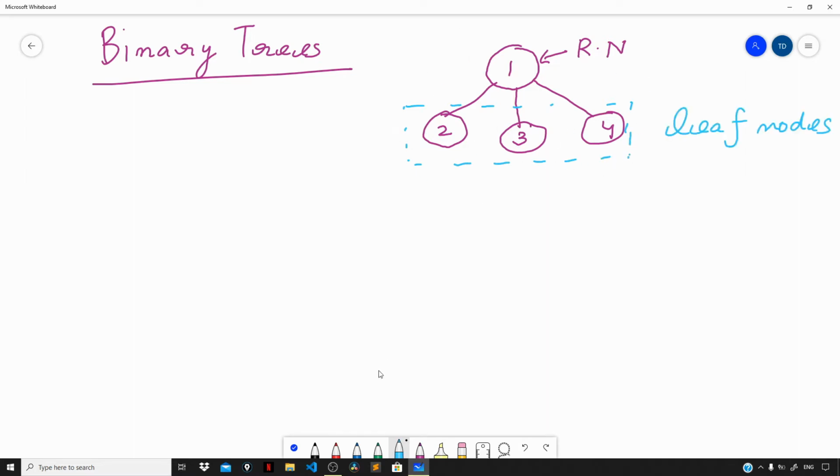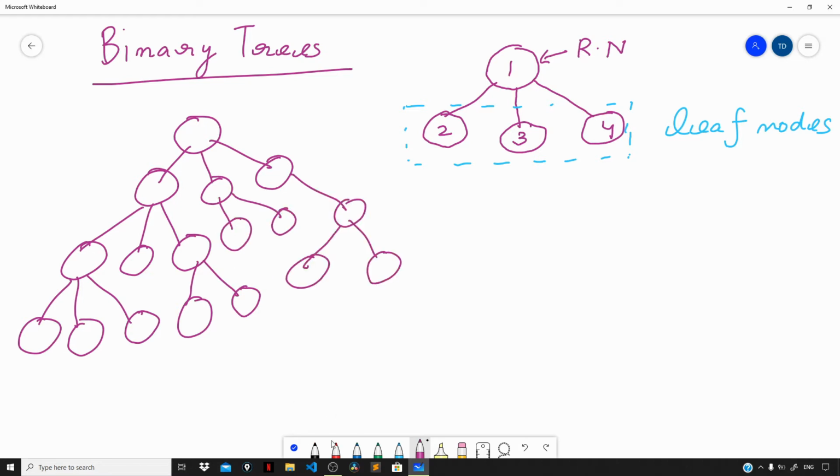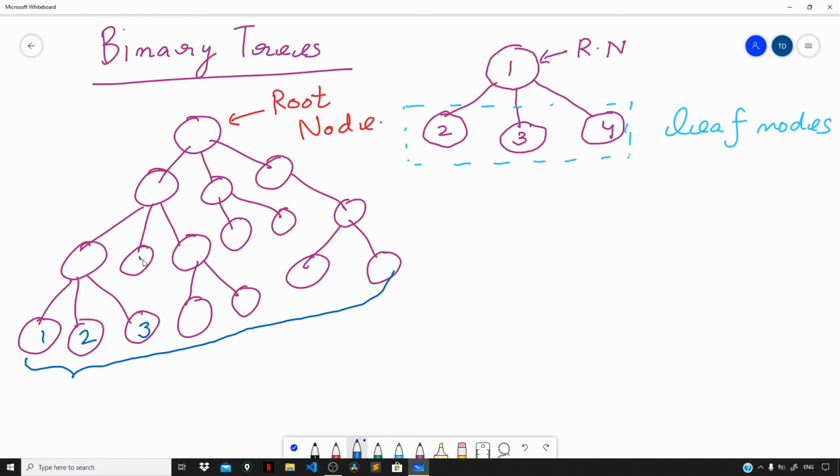Now let me draw one more tree. In the general case, you can see that any node can have any number of children, right? So you can go on extending it as far as you want. Here, this is your root node, and the nodes that have no children are called the leaf nodes. So the leaf nodes are, say, 1, 2, 3, 4, 5, 6, 7, 8, 9, 10. And this is your root node.